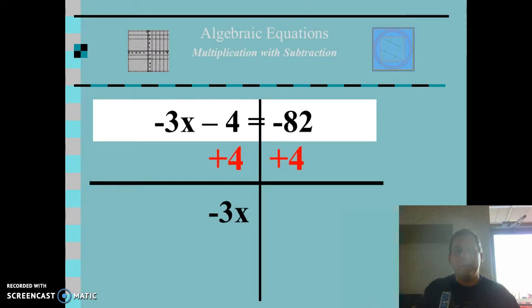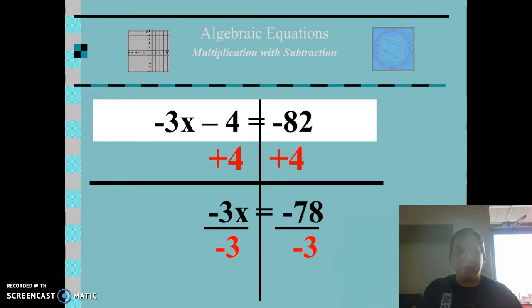Negative 82 and positive 4. Different signs, so we're going to subtract the numbers. We get 78, and it's negative because 82 is negative, and it's larger. So now we have negative 3x equals negative 78. We still want to get x alone. We now have to get the 3 out of there. So we're going to use the inverse operation, which is division. So we're going to divide by negative 3.